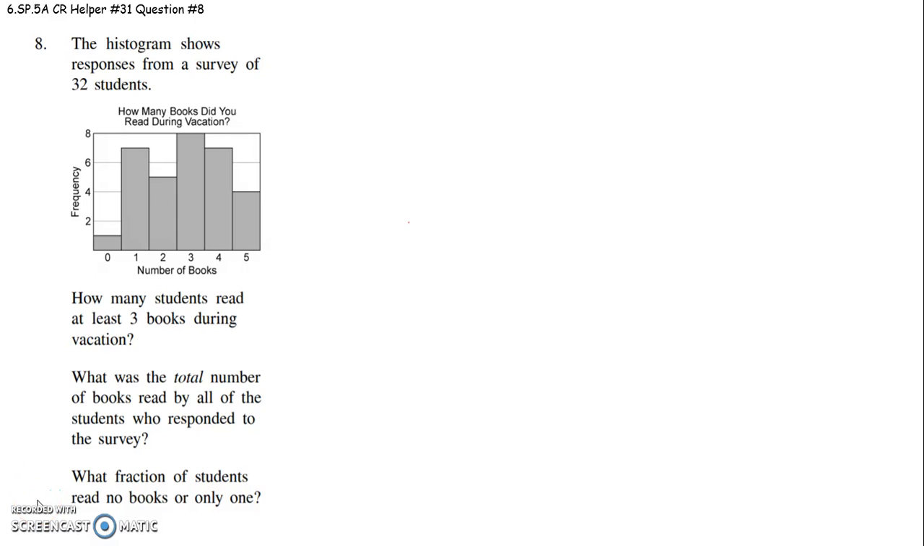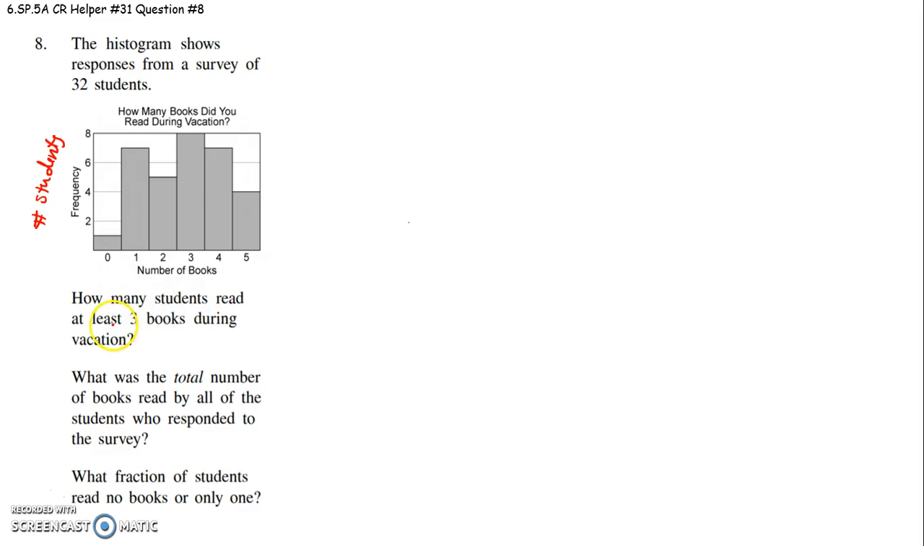Sixth graders, this is to help you with question 8 on CR 31. It says the histogram shows responses from a survey of 32 students. So they asked them how many books they read during vacation. Along the bottom tells how many books the students read, and up the side would be the number of students.